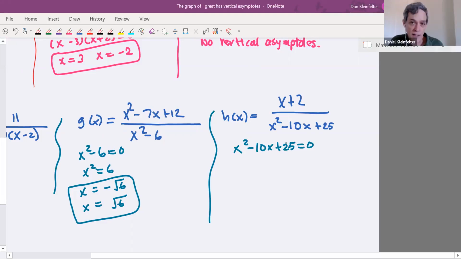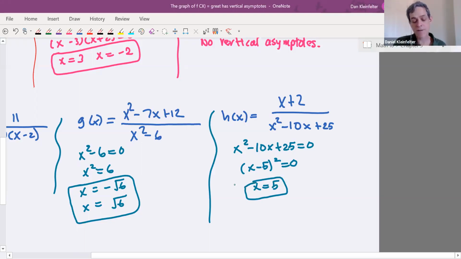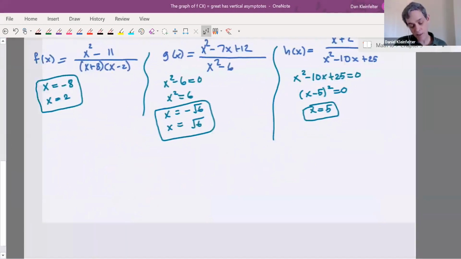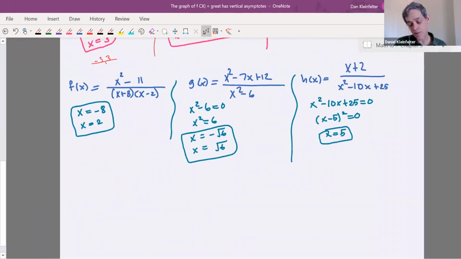And then this thing is a perfect square, actually, right? This will be x minus 5 squared equals 0. So x has to equal 5. So this one, there will only be one vertical asymptote. All right, so that has been a quick look at finding some vertical asymptotes.